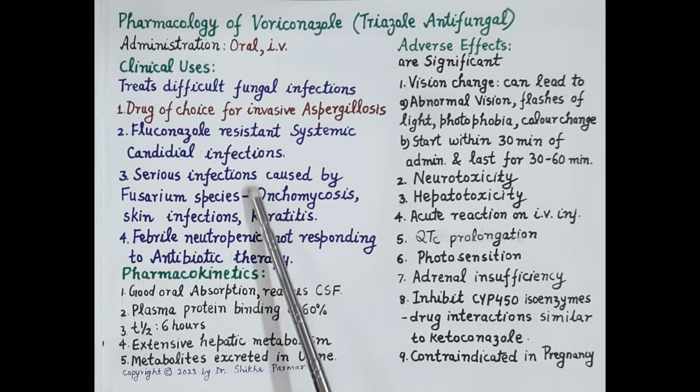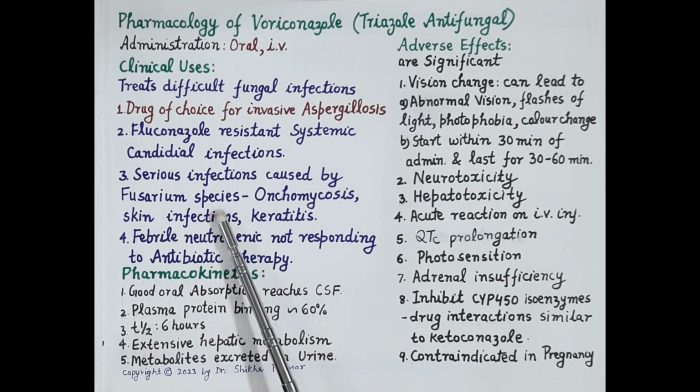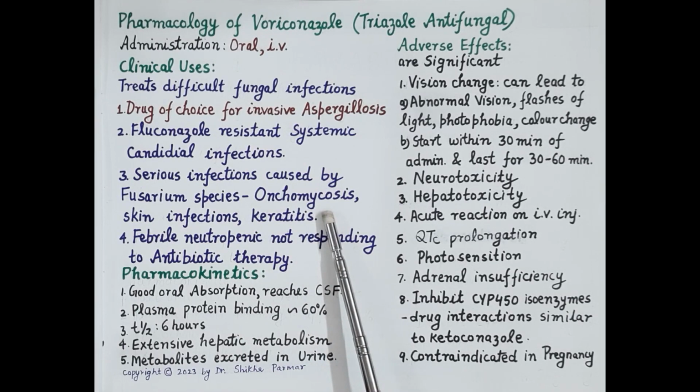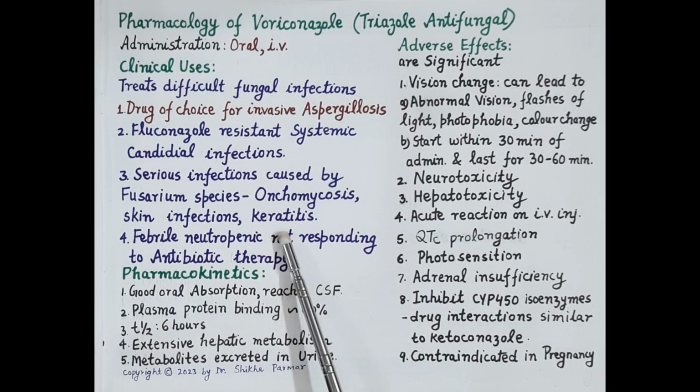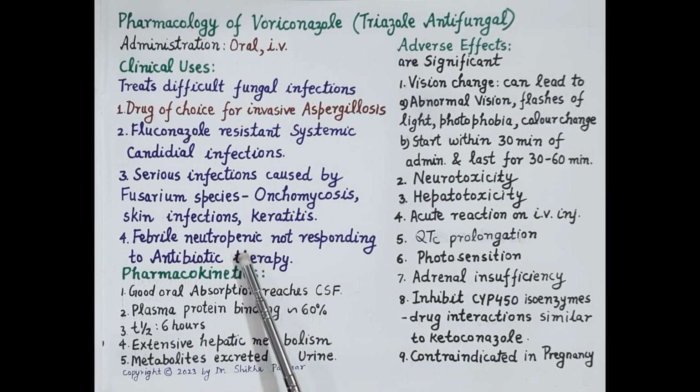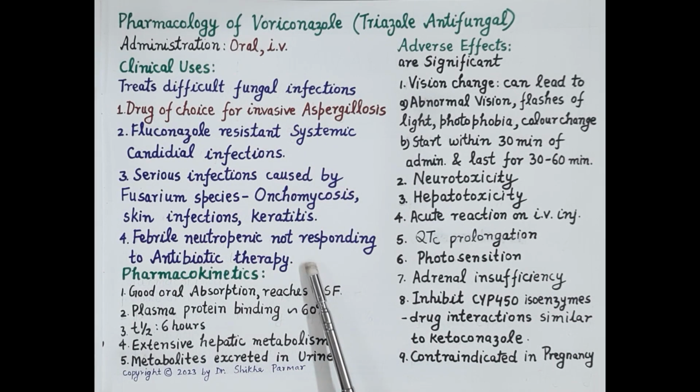It also treats serious infections which are caused by fusarium species like onychomycosis, that is the tinea infection of nails, skin infections and keratitis. Then in addition to this, voriconazole is also effective in the treatment of fungal infection in febrile neutropenic patients not responding to antibiotic therapy. So voriconazole is very effective.